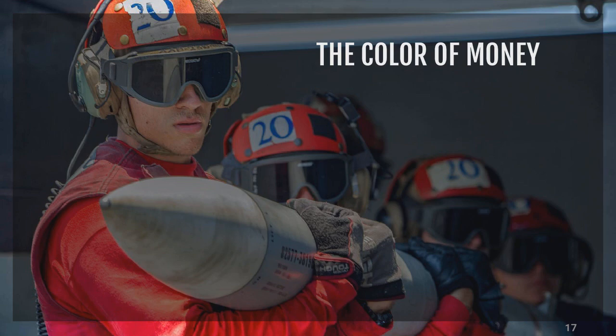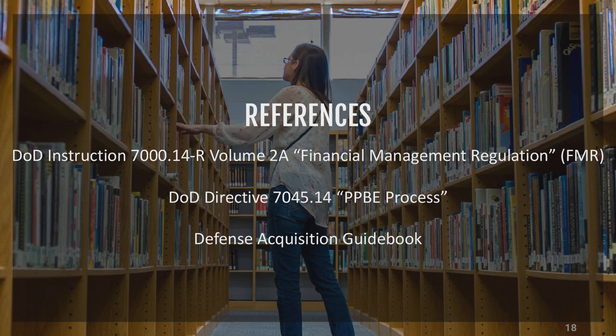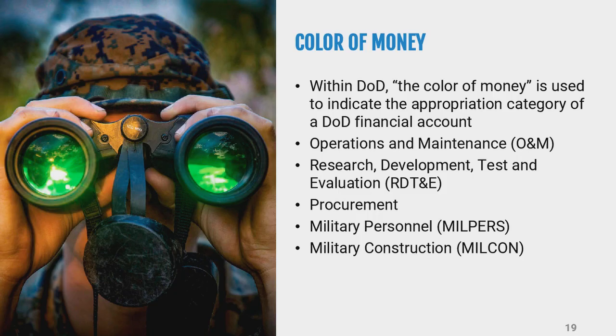So I want to talk just briefly about color money. I'll do that pretty quick. Go ahead, next slide. Here's some references. I encourage you to look at those when you have time. Next slide. So color money within DOD really refers to the appropriations that we're talking about. There are appropriations listed on the slide: operation and maintenance, research and development, procurement, military personnel, and military construction.